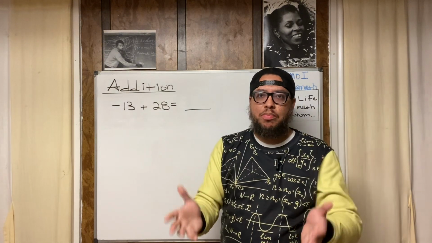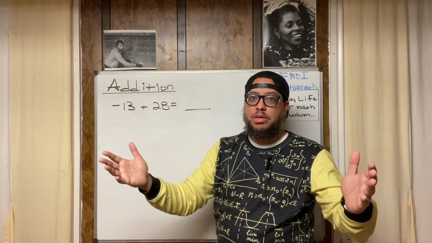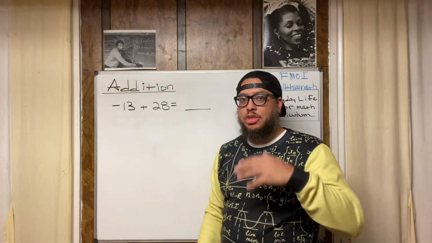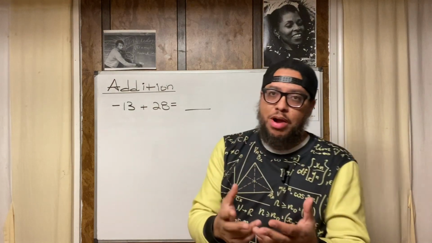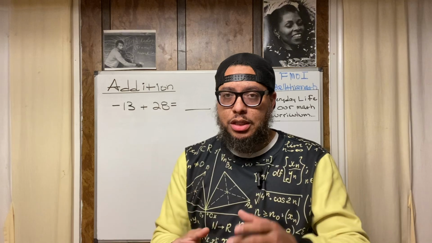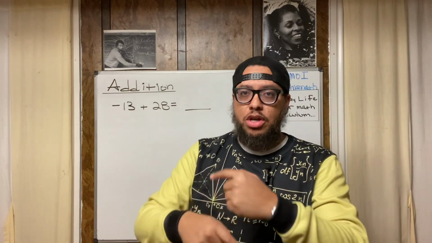Now, what is the commutative property? You might have never heard of the commutative property before, so I'm not going to be one of the math teachers that's just going to throw a term at you and just expect that you know what it is. The commutative property is a property that says this. It says that when you're doing addition or multiplication, you can change the order of the terms.